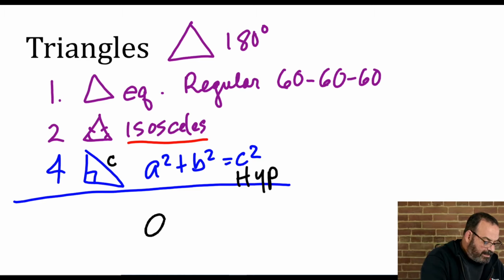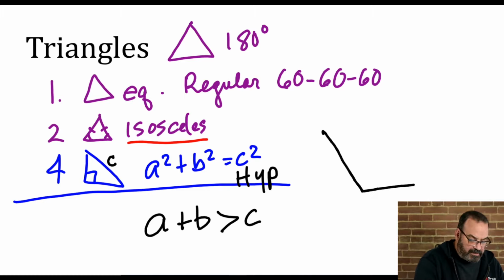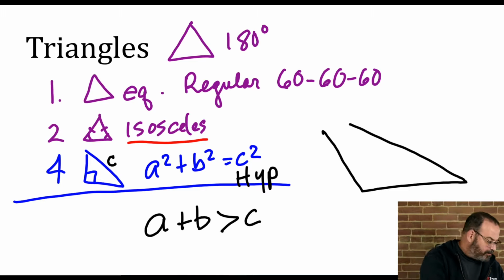And in any triangle, A plus B must be greater than C. Whatever sides of the triangle, the other two sides have to be greater. If you look at it, these two sides have to be greater than this side, or they don't match. It's not a triangle. And of course, the sum of the sides is the perimeter.